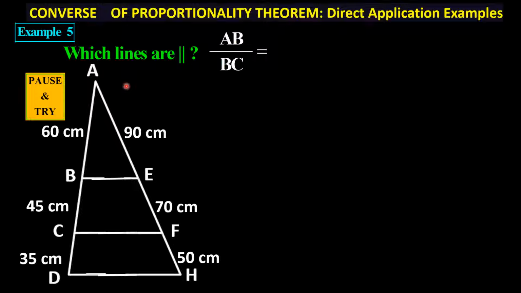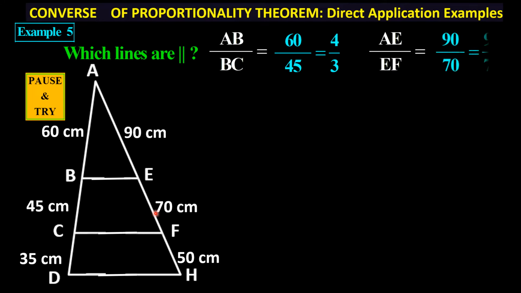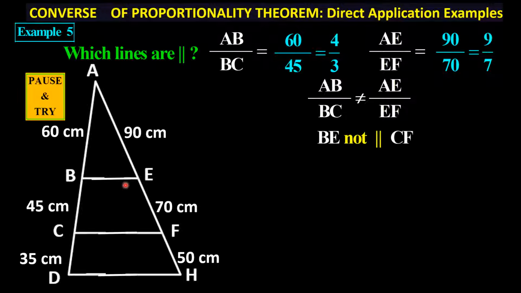AB over BC. Let's substitute the length, that is 60 over 45, and we simplify that, that's 4 over 3. We'll also take AE now with EF, that is 90 over 70, and we simplify that, 9 over 7. We see that 4 over 3 is not equal to 9 over 7, right? So there's no proportion there. Therefore, AB over BC is not equal to AE over EF, and because they're not equal, BE is not parallel to CF, right? Let's look at the other option.